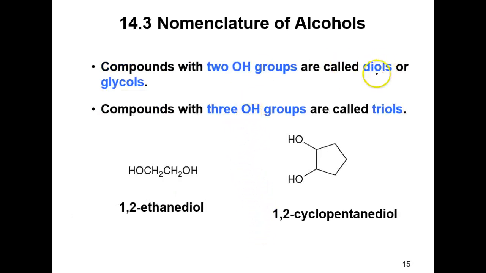But some other common ones are what's called diols or triols. That means you have 2 or 3 OH groups on your molecule. So these are kind of common molecules, but this is 1,2-hexane diol. Okay, this is called 1,2-cyclopentane diol.